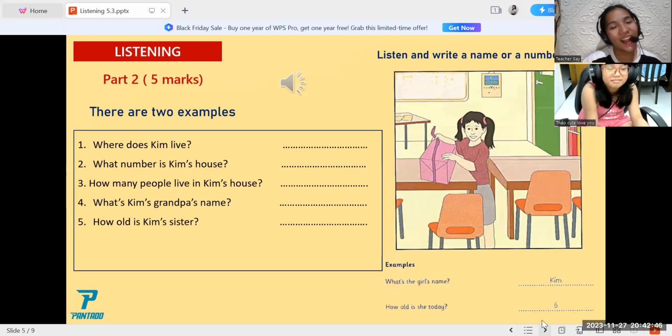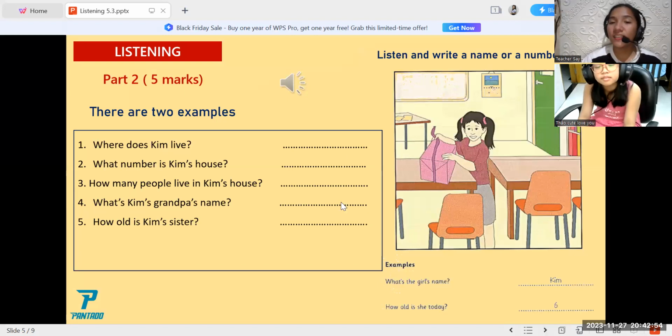Okay, so now we are in part two. All you have to do is listen and write a name or a number. Just look at the pictures and then listen to the audio. As you can see, there are two examples. In order for you to listen to the examples, I'm gonna play now the audio, okay?